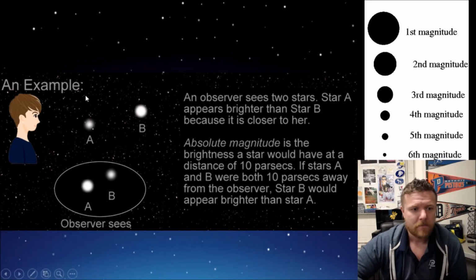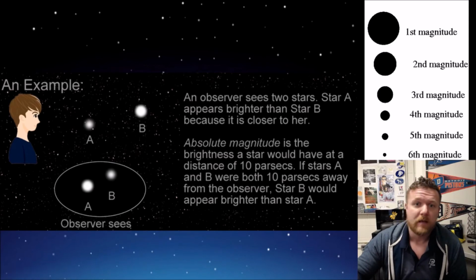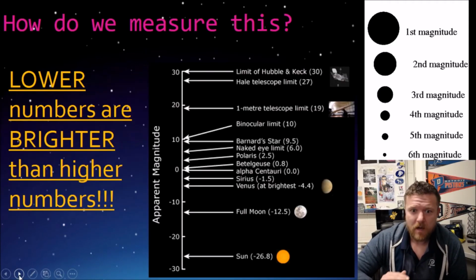Absolute magnitude just depends on which star is really truly giving off more light. Here's a scale of a couple common objects. We have Sirius, our brightest star, at -1.5. Alpha Centauri, the closest star to us, is at 0. Polaris, the North Star, is 2.5. The naked eye limit to what we can see is at 6.